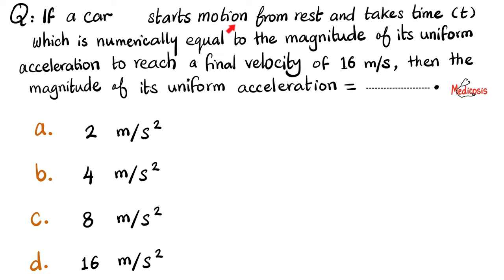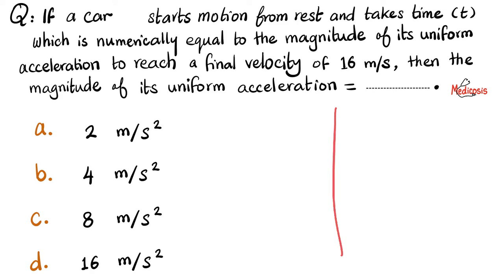Next, if a car started motion from rest and takes time t, which is numerically equal to the magnitude of its uniform acceleration, to reach a final velocity of 16 meters per second, then the magnitude of the uniform acceleration is how much? Is it 2, 4, 8, or 16?